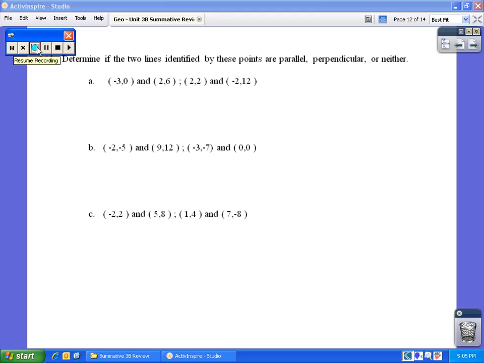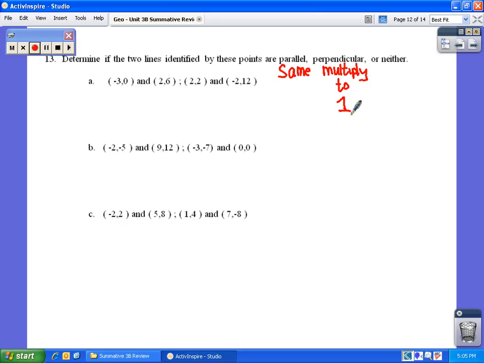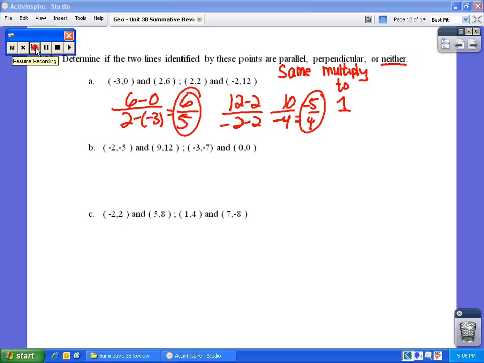Determine if the two lines identified by these points are parallel, perpendicular, or neither. To determine this, we have to find the slope of each of the segments. If they're parallel, they'll have the same slope. If they're perpendicular, their slopes will multiply to negative 1. Another way of saying this is they have opposite reciprocal slopes. If neither of these are true, then we'll say that the segments are neither parallel nor perpendicular.